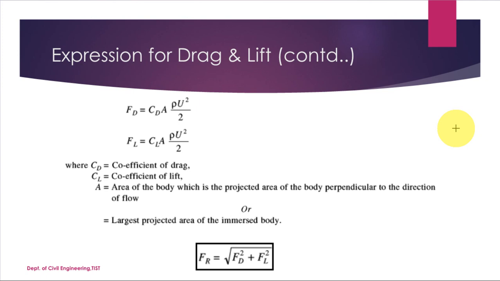So after finding FD and FL, you can take the resultant of FD and FL and find out the total force. So total force FR is equal to root of FD square plus FL square. We'll discuss problems based on this in the coming videos.